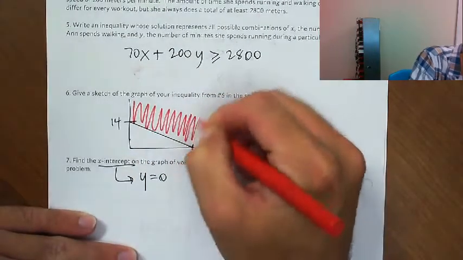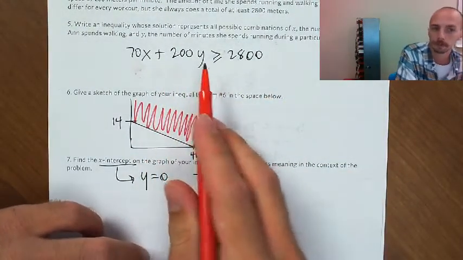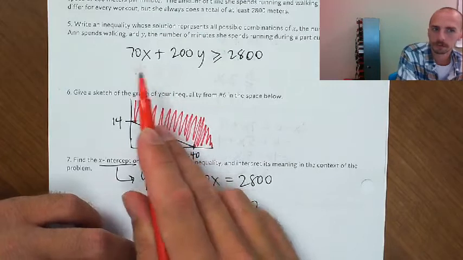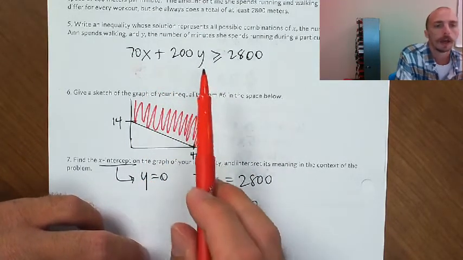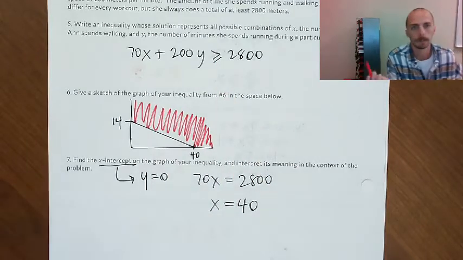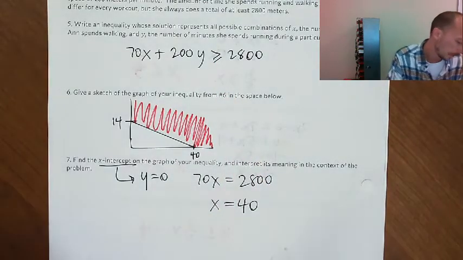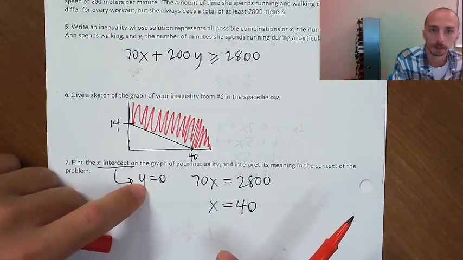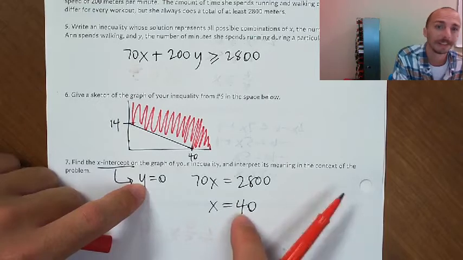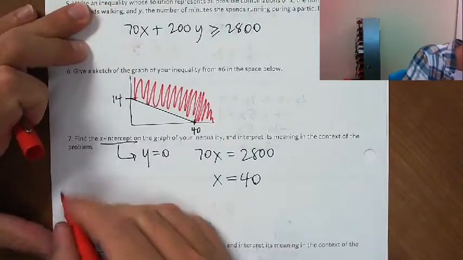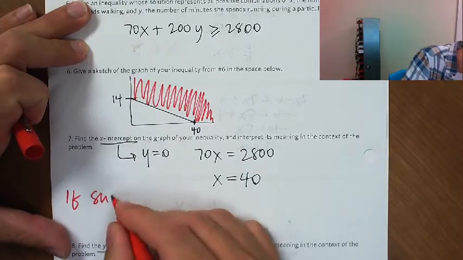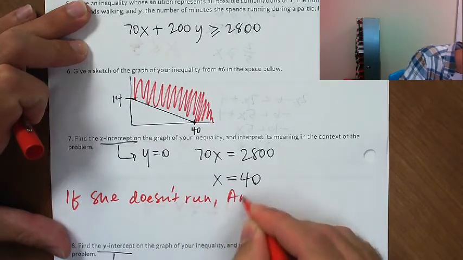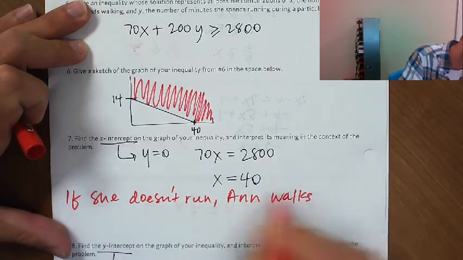Also, you could go more algebraically and say, if I was to solve this for y, I wouldn't be dividing by any negative numbers. I'd subtract 70x and then divide by 200. I would still have y greater than or equal to, so I'm shading up there where y is greater. Now, as far as the meaning, this is if the amount of time spent running, that's y, is 0, then the amount of time spent walking is at least 40. So if she doesn't run at all, she walks at least 40 minutes.